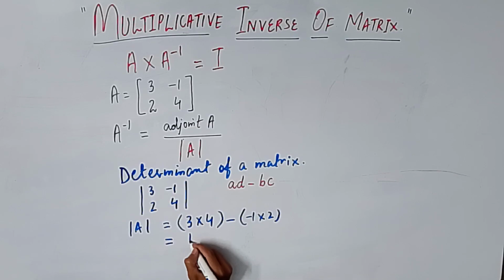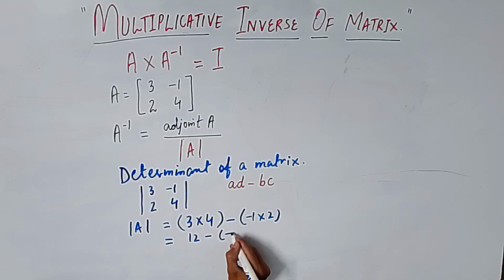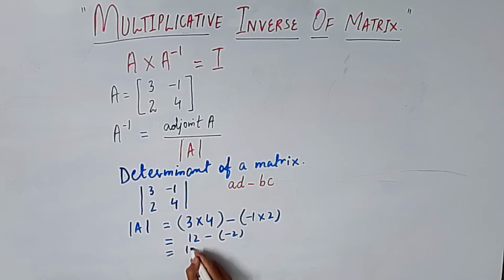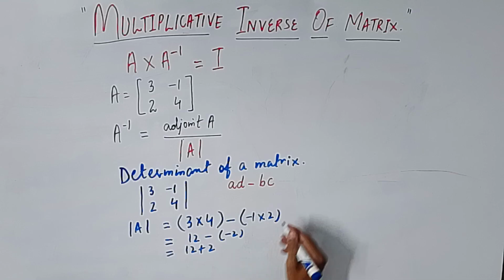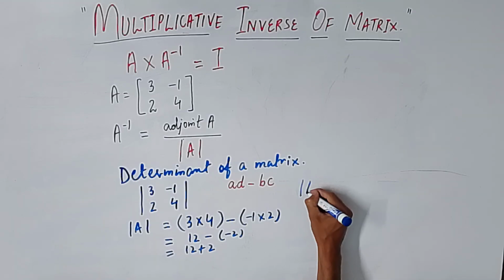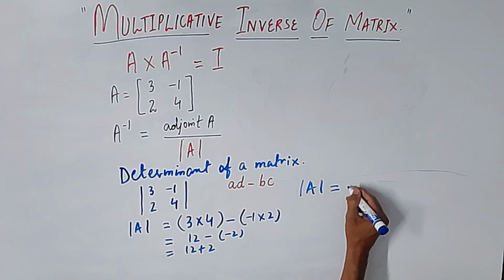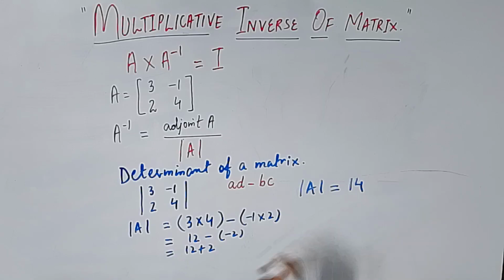So it will come 3 4s are 12 minus -2, and finally it will come 12 plus 2. So determinant A of this particular matrix is 14. So the determinant over here is 14.